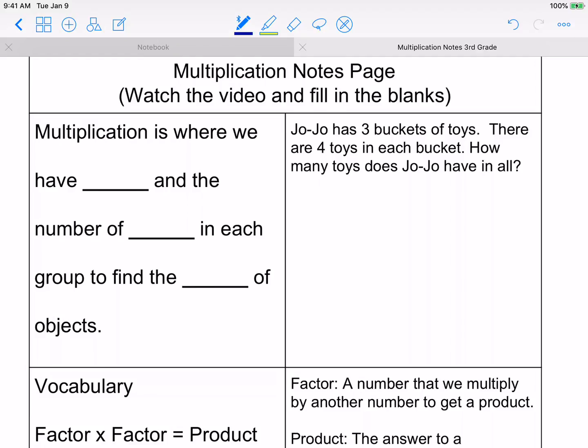We're going to be discussing multiplication. We're going to look at some vocabulary and some examples. You all have done a little bit of this in second grade, but we're going to really hit it hard in third grade.